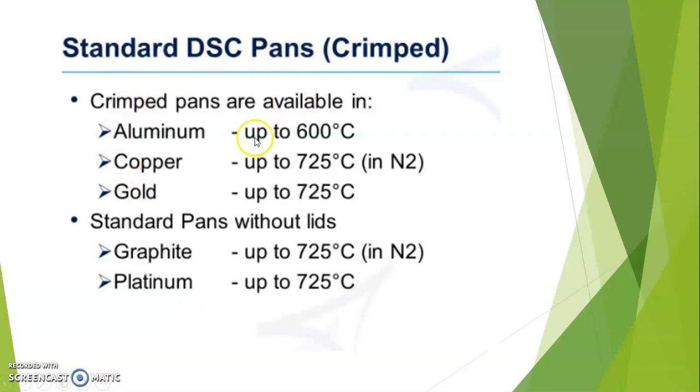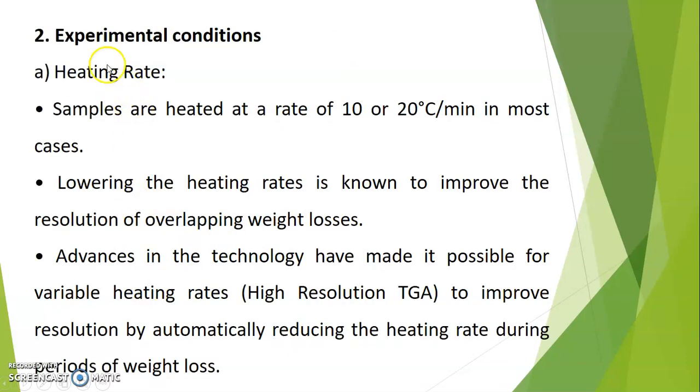Standard DSC pans here are mostly made of aluminium, copper and gold. Crimp pans are made of aluminium, copper and gold, whereas standard pans are made of graphite and platinum. So the next part is the experimental conditions.